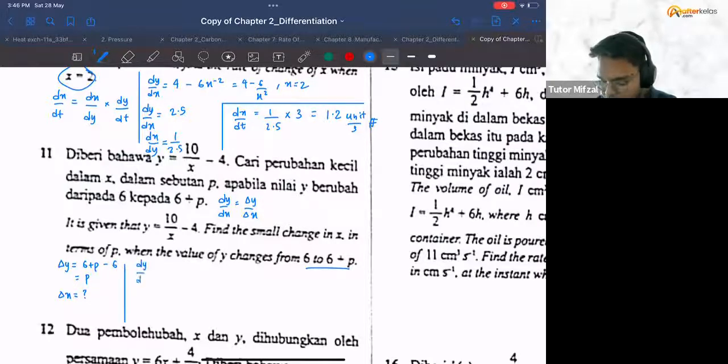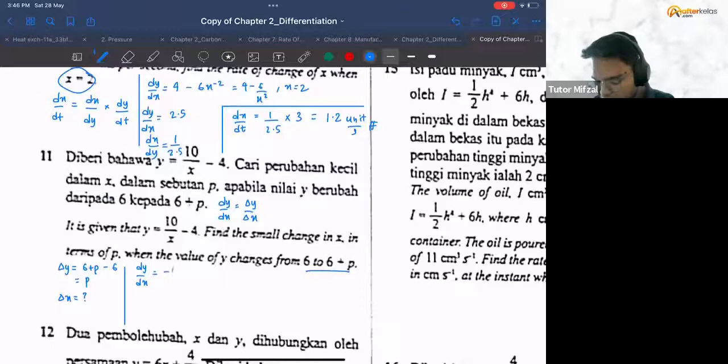Now for dy over dx, first we have to differentiate this equation. So when we differentiate this equation, we get negative 10 over x square. This is what we get, negative 10 over x square.